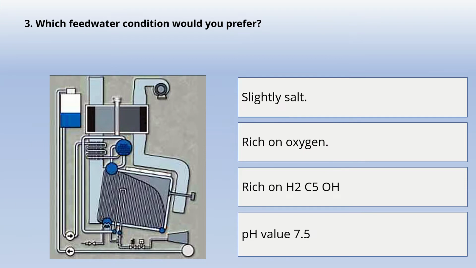Our next question is, which feed water condition would you prefer? And the options are slightly salt, rich on oxygen, rich on H2C5OH, pH value 7.5. And the correct option is pH value 7.5.